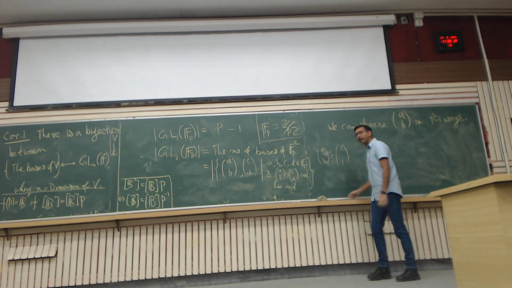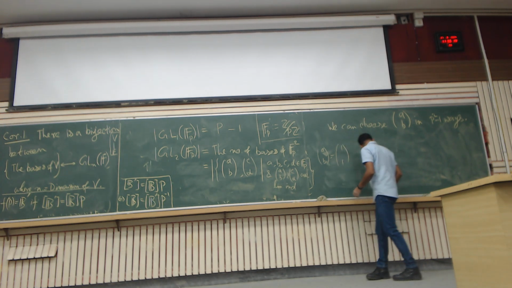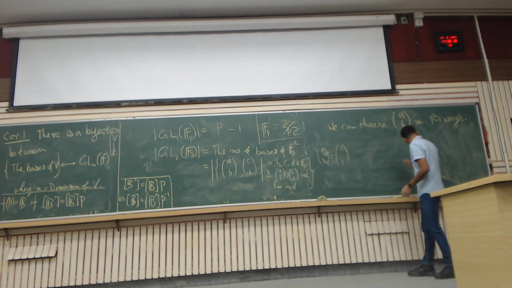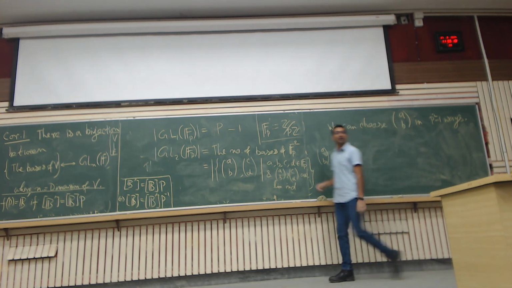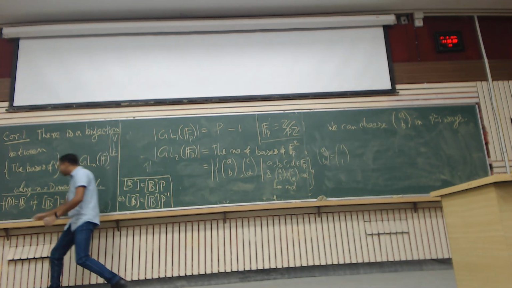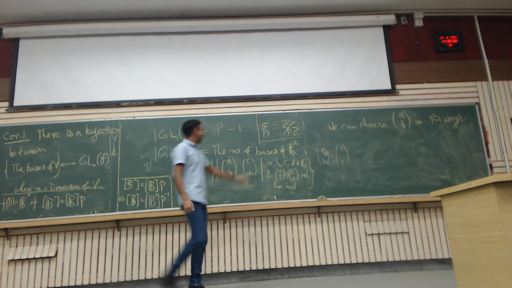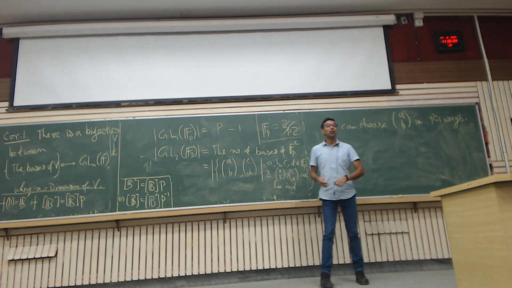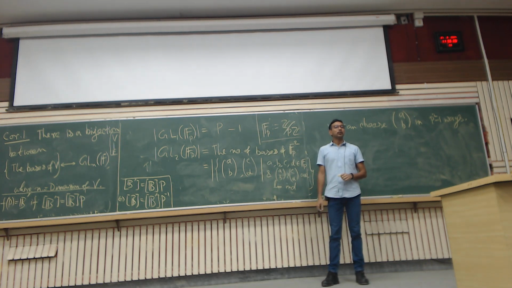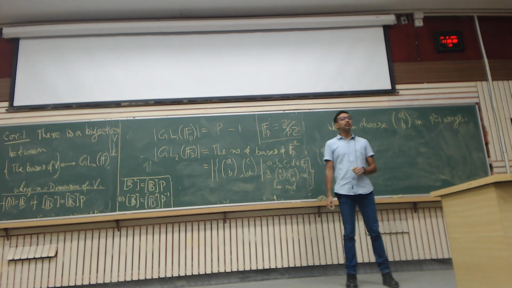Why is everybody saying P square minus P minus 1? How do you get that extra 1? Because we still have to throw away 0. No, throwing away 0 is already included. You can multiply by zero. How many elements are there? 0 is not invertible. 1 1 0 0 is not invertible.